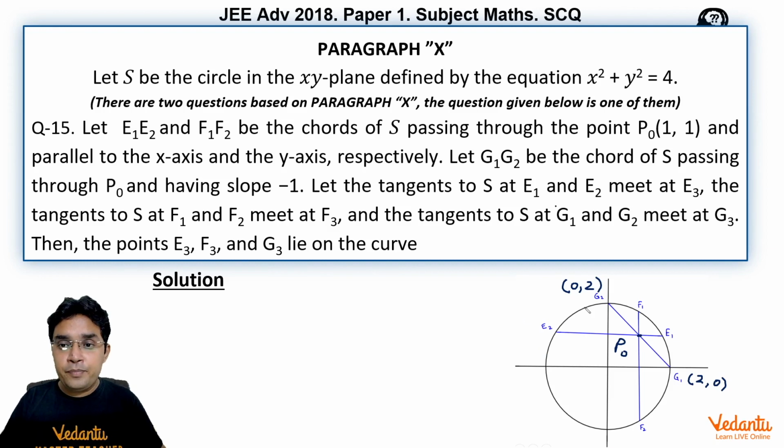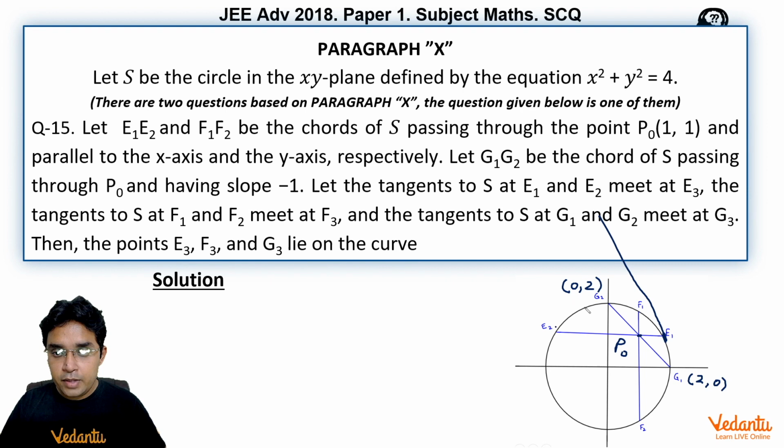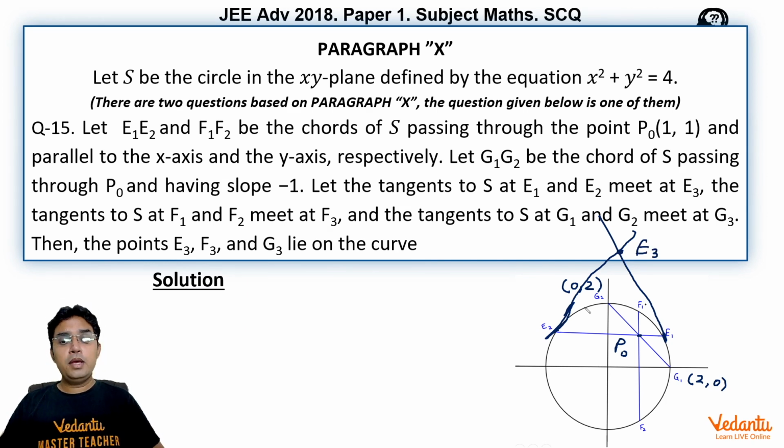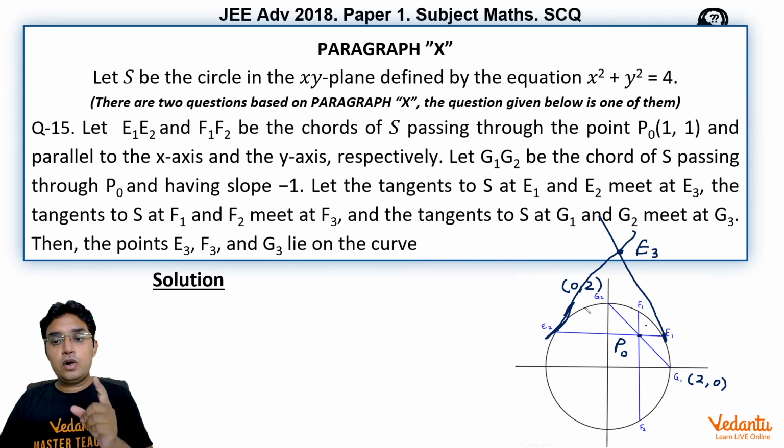Next we are given that tangent to S at E1 and E2 meet at E3. So if we draw tangent at E1, something like this, tangent at E2, something like this, okay, this point will be E3. Okay, now similar to this, if we draw tangents at F1, F2 and G1, G2, they will be meeting at F3 and G3 respectively.